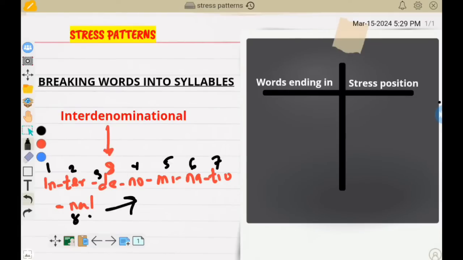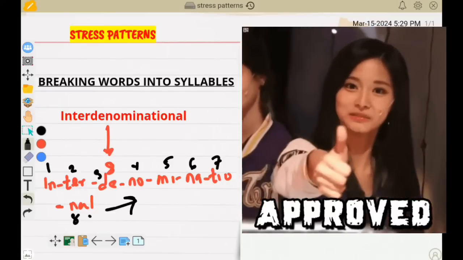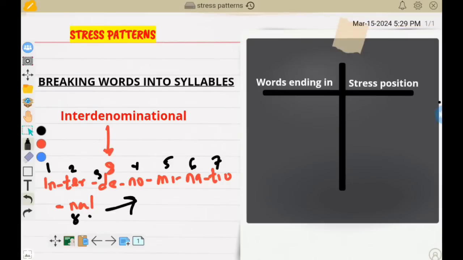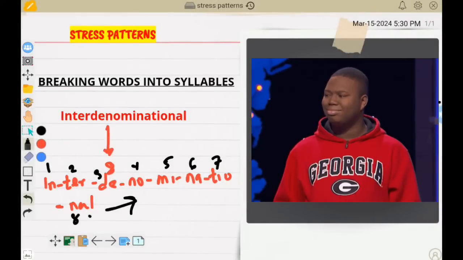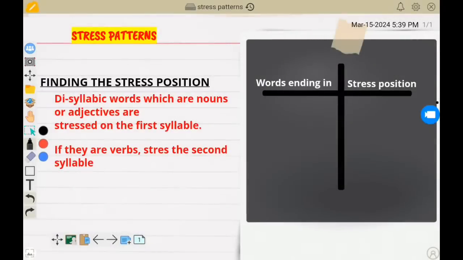So I hope you understand how to break down words into syllables. Now, once you've gotten this idea, it will be easy for you to get the particular point where the stress is. So we're going to start from the most basic form, which is how to stress disyllabic words. Disyllabic words are words that have 2 syllables. So take note, if a word has 2 syllables and the word is a noun, what you're going to stress is the first syllable. But if that word is a verb, what I'm going to stress is the second syllable. So if it's a noun, stress the first syllable.